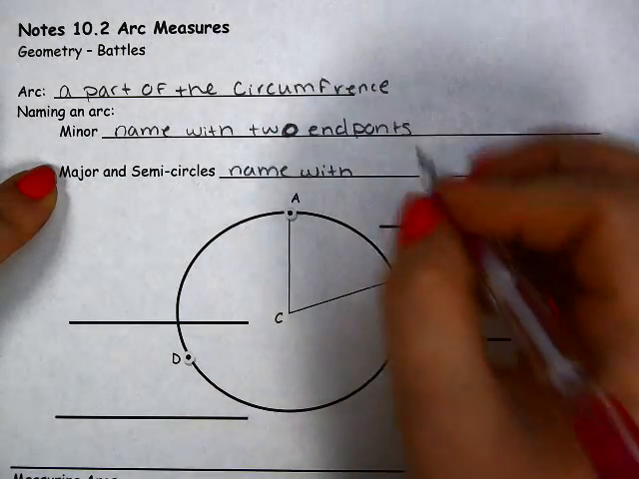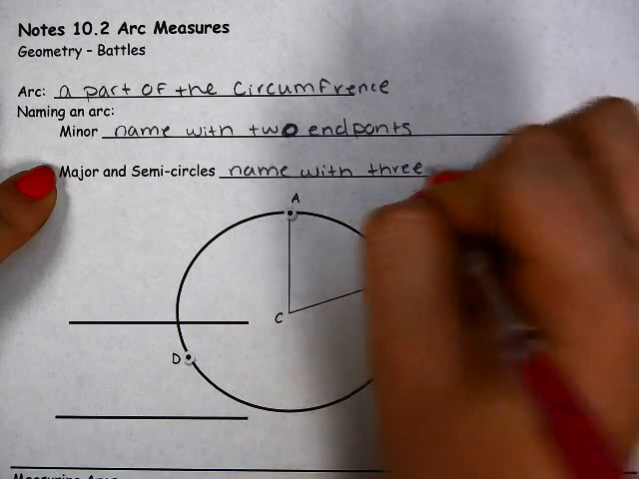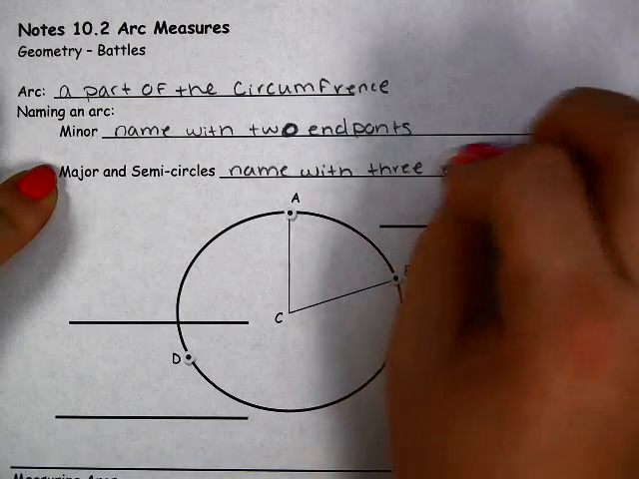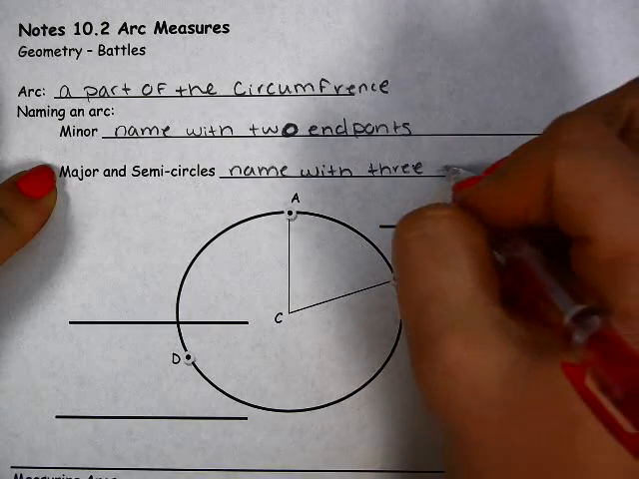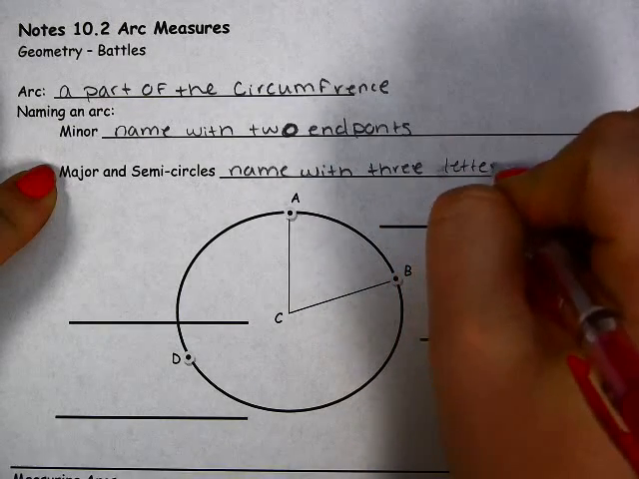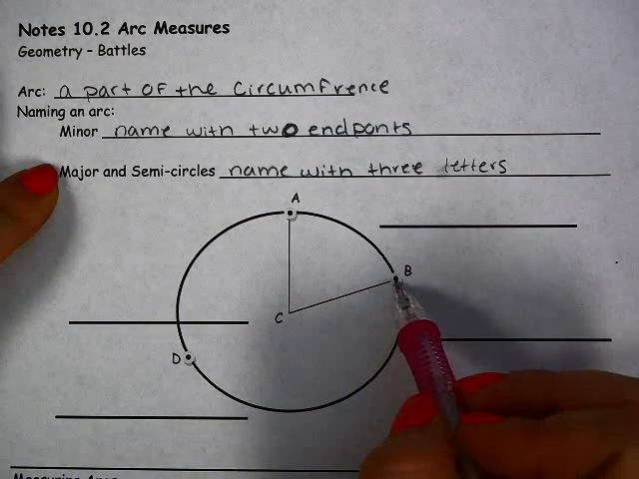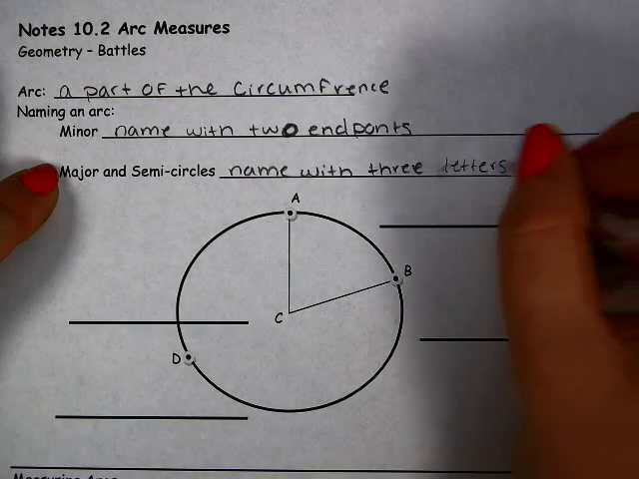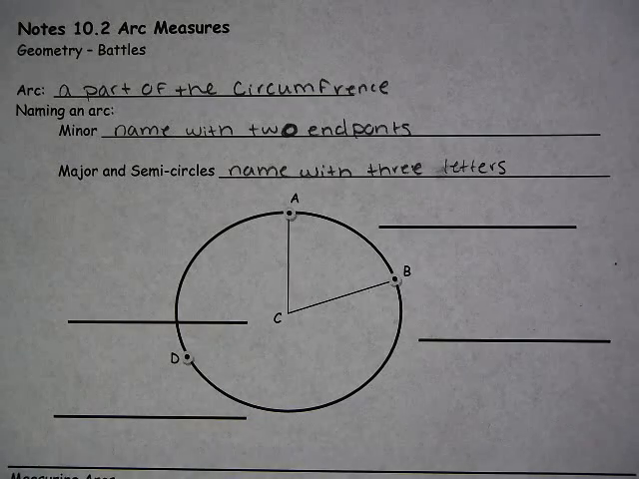Sorry, I have to go back here. There we go. Name with three endpoints. Or I should say three letters. And two of the endpoints will be the same as your minor arc. And I'll explain that a little more whenever I get to that.